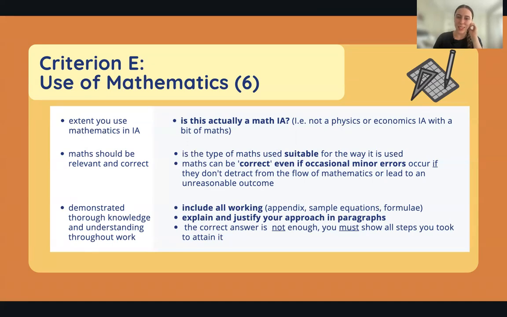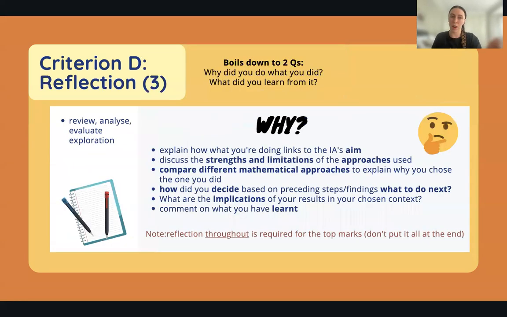So that's what it kind of means in terms of unreasonable outcomes. So yeah, your maths, I'll say this afterwards, but demonstrated a thorough knowledge and understanding throughout the work. That basically means that you have to include all of your working. You've explained and justified your approach, so you can see how this has a symbiotic relationship with the reflection marking criteria.